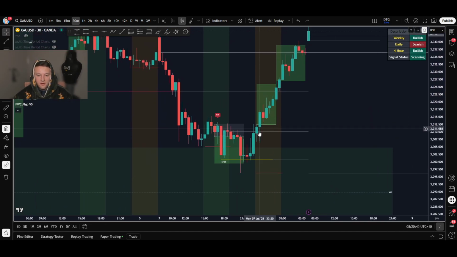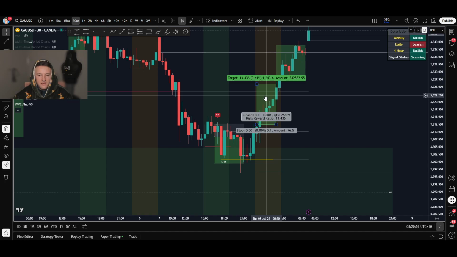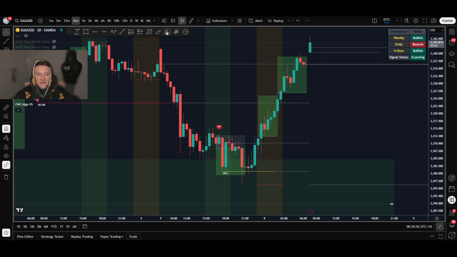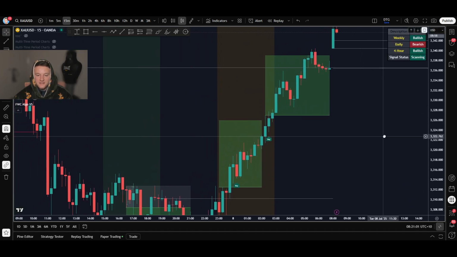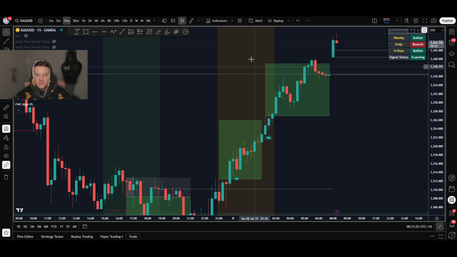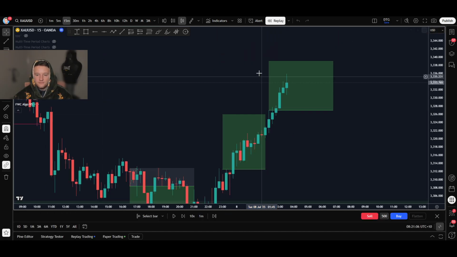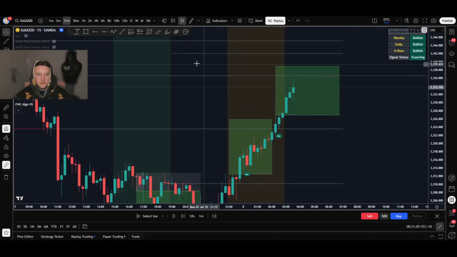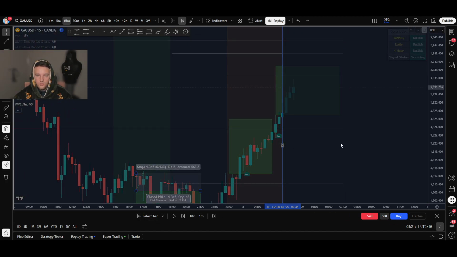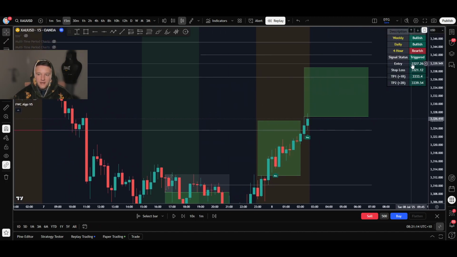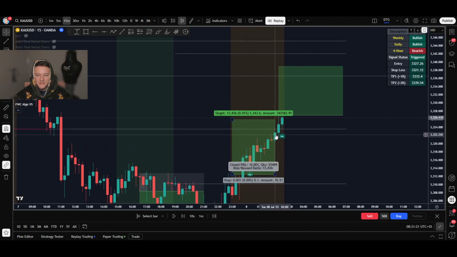Then we just have to find the entry, which was the 30-minute break and tap. Stop loss below this candle low, and a 1 to 2 risk reward ratio there for 134, 135 pips. The second one, again, 30-minute break and tap, this time aligning with a 15-minute buy signal, as we can see right here, right? If I just use the replay tool and go back a little bit, we can see right here in the top right, we get entry, stop loss, take profit 1 and take profit 2 for this exact trade.